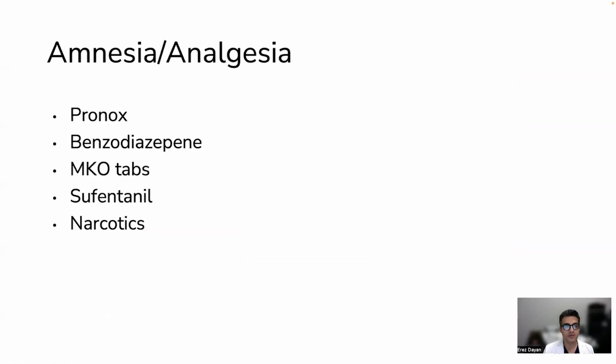Now, even though I've performed this procedure many times under just local anesthesia, no analgesia, no amnesia medications, it's helpful to have some type of analgesia or amnesia on board just to make the patient's experience more comfortable. So these are some of the items that we use in combination to improve patient comfort during the local anesthesia procedure. So Pronox is a great method. It's a self-administered nitrous gas mixed with oxygen, and the patient essentially breathes it in themselves.